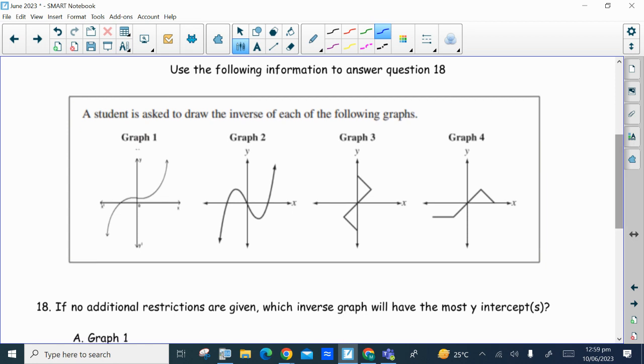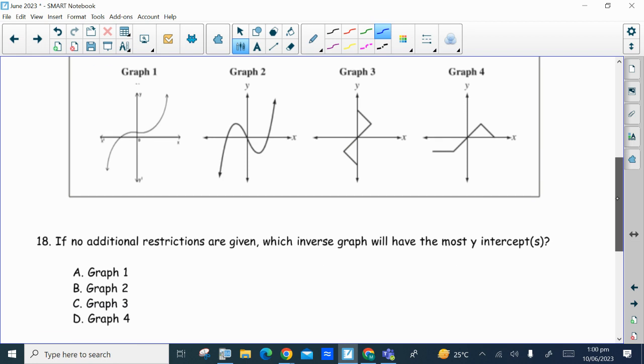Student is asked to draw the inverse of each of the following graphs. If no additional restrictions are given, which will have the most y-intercepts? Well, remember that to do an inverse, you interchange x and y. The y-intercept of the inverse will come from the x-intercepts of the original function. So the graph with the highest number of x-intercepts will be the one whose inverse has the highest number of y-intercepts, which is graph 2.